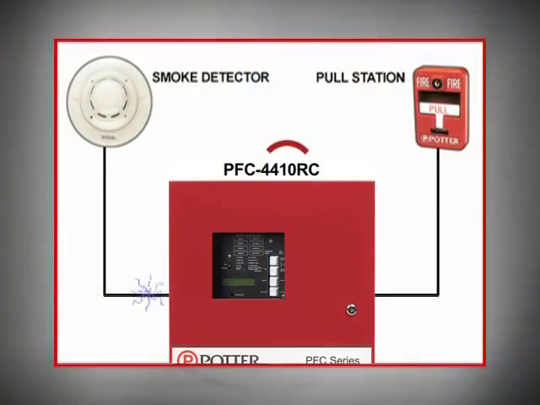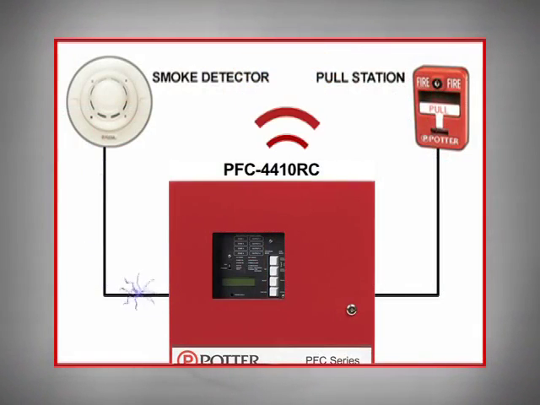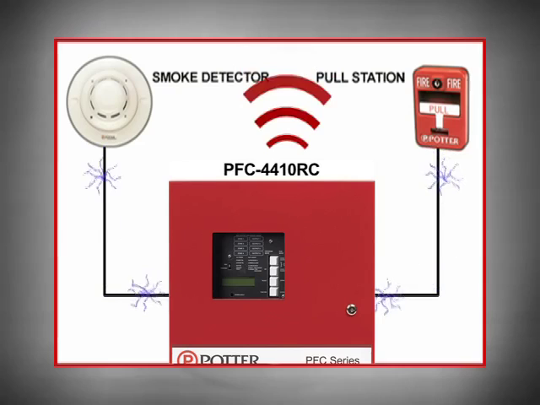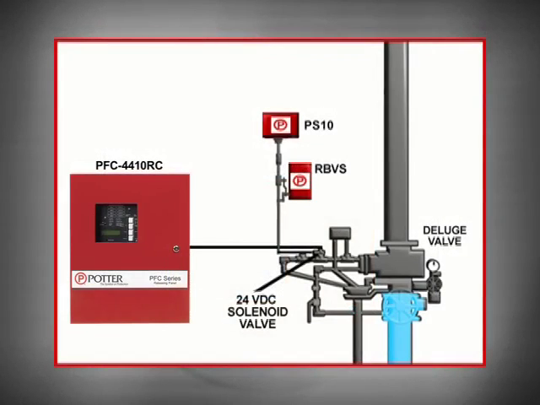Potter smoke or heat detectors are connected to the initiating zone of the release panel, while a Potter pull station is connected to another initiating zone. Activation of either of these zones will trigger an alarm in the releasing system. When the system goes into alarm, the releasing control panel activates a solenoid, which in turn triggers the valve, releasing the water into the system.